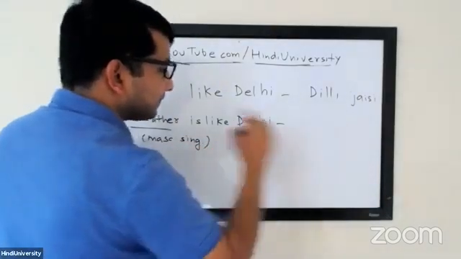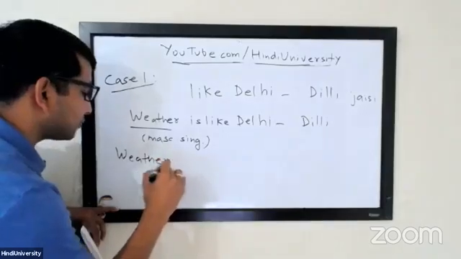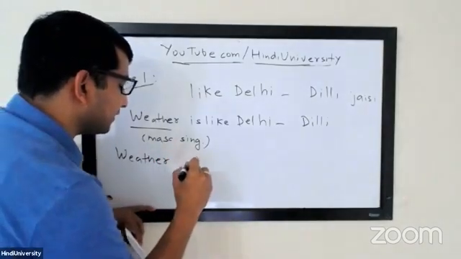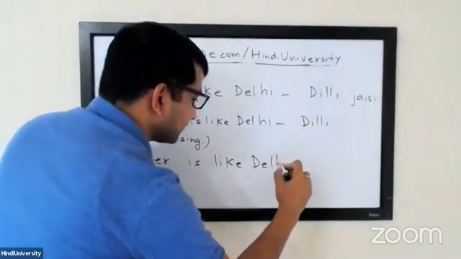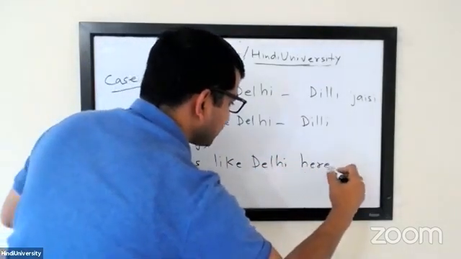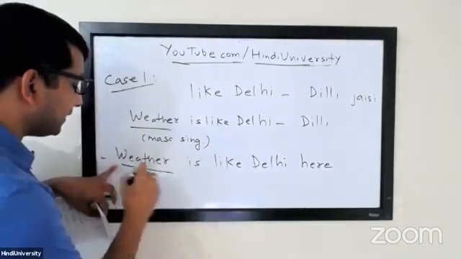So you will say Delhi. What is the sentence? The weather is like Delhi. So you want to say the weather here is just like Delhi. That's what you want to say. Now the main thing here is you're talking about weather, and weather is considered masculine singular.